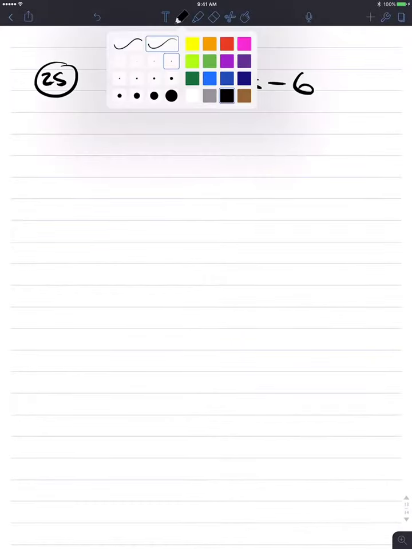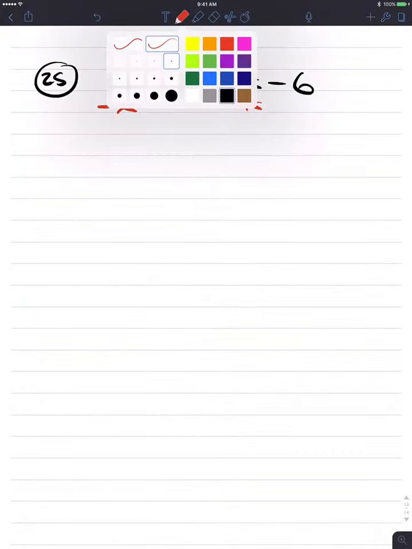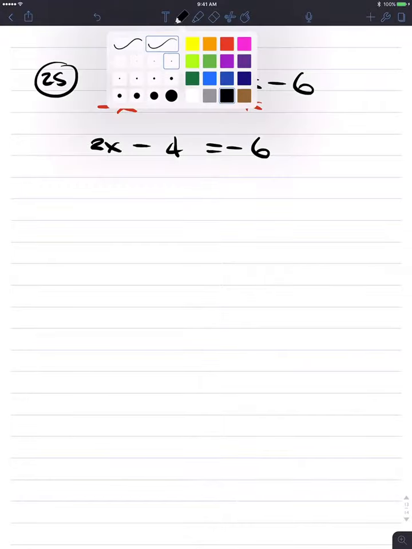Number 25: we get 3x minus 4 is x minus 6. We have x on opposite sides. We need the x's on the same side, so I'm going to subtract x from both sides. I end up with 2x minus 4 is negative 6.